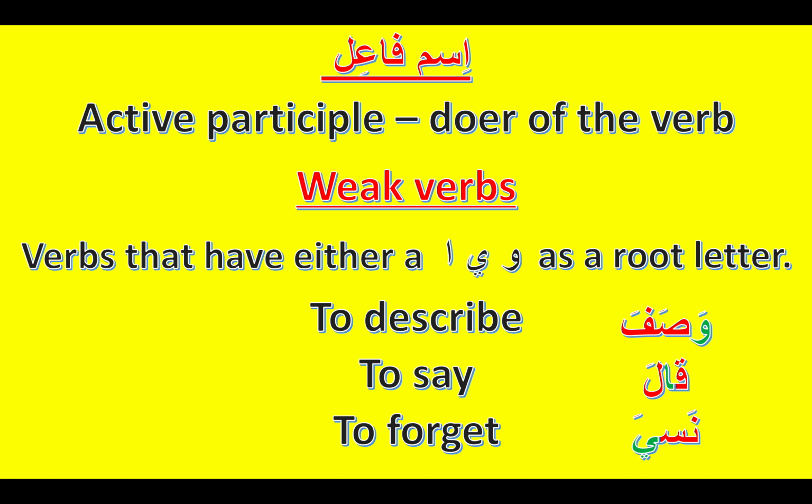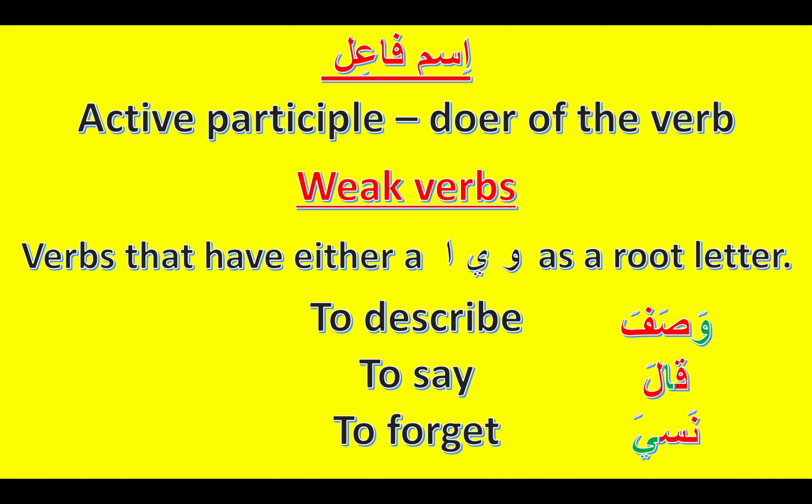So, just a quick revision. I'll attach the link to my previous video on ism fa'il. Ism fa'il is the active participle, the doer of the verb. So, the writer, the thinker, the sayer. Now, in today's lesson, we're going to be focusing on how to form the ism fa'il of weak verbs.